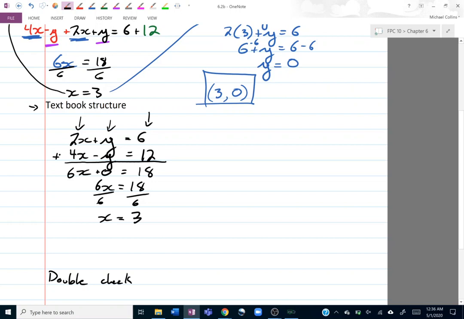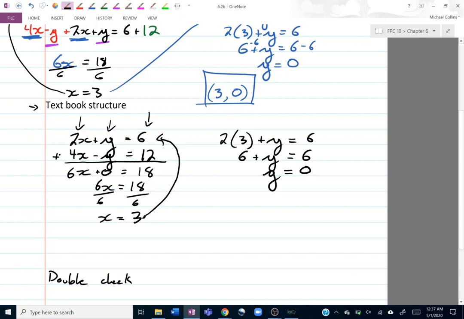And then I'm going to have to do the exact same thing. I'm going to take this 3 and substitute it back into this equation. So I have my 2 times 3 plus y is equal to 6. My 6 plus y is equal to 6. So y is equal to 0.